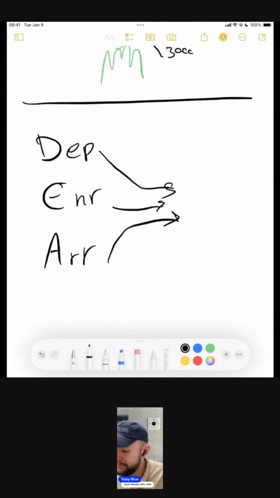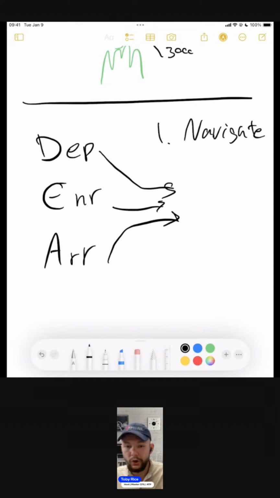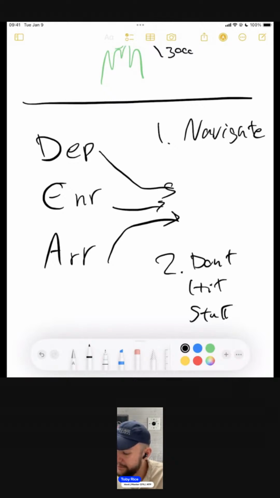Rule number 1 is navigate. Cool, got that. Rule number 2 is don't hit stuff. If you can navigate and not hit stuff, you're going to be okay. The trick is, how do we navigate and how do we not hit stuff? This happens visually, in visual meteorological conditions, and it happens using instruments. So how do we do this?